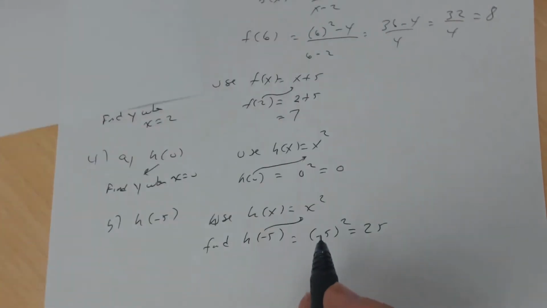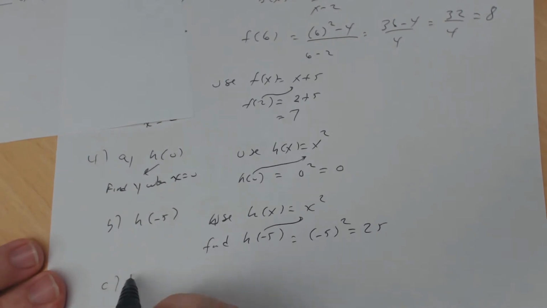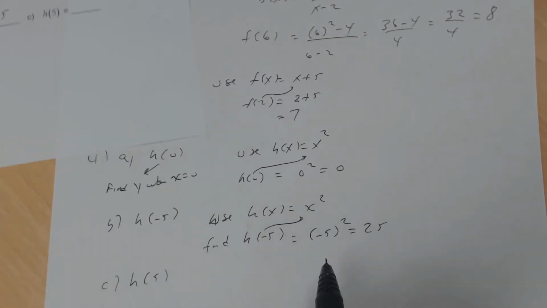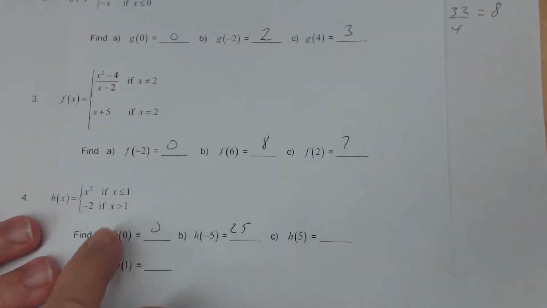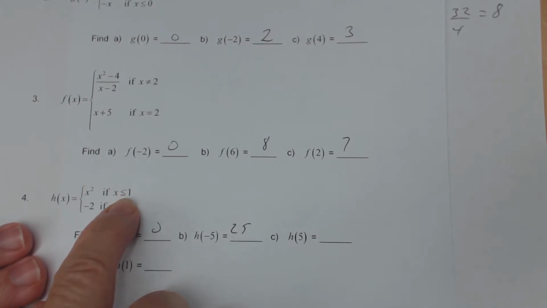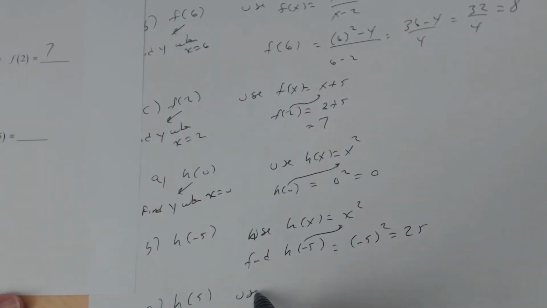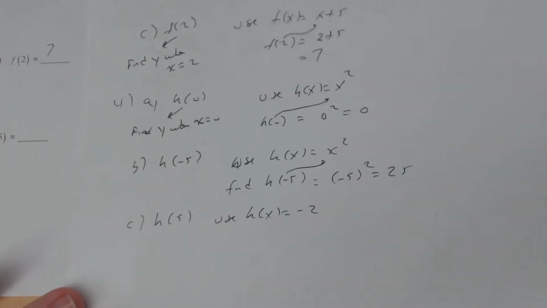Let's find h of 5. Okay, so c, h of 5. All right, let's see which one I use. Again, is 5 less than or equal to 1? The answer is no. Is 5 greater than 1? The answer is yes. Now, look what this says. I'm going to use h of x equals negative 2. Now remember what that means.